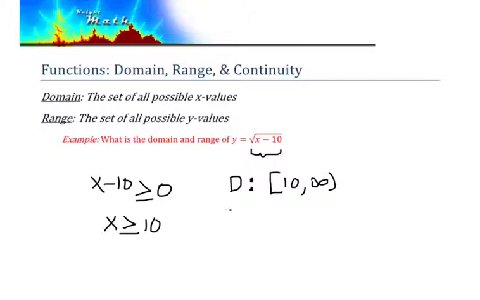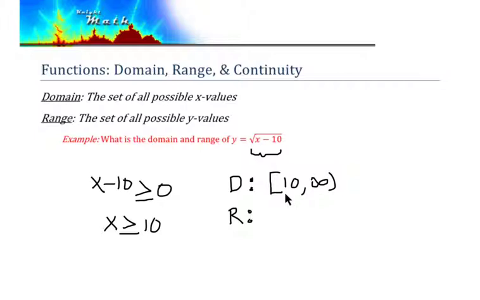The range now, the range is all the outputs. So to find the range, we can think about these two domain values here. If we put 10 into here, let's think about what we get for a y value. What is our output? Well, when we put 10 into x here, then we get 0. Y is 0.